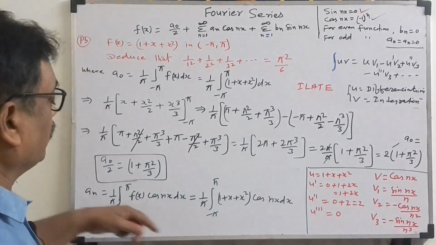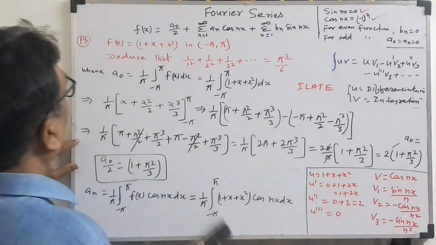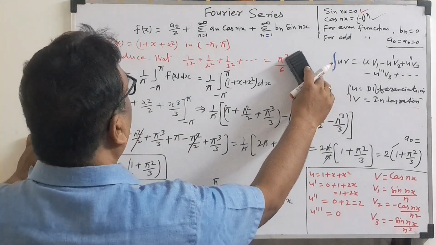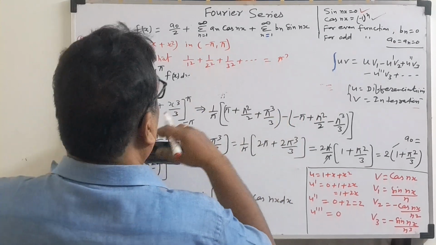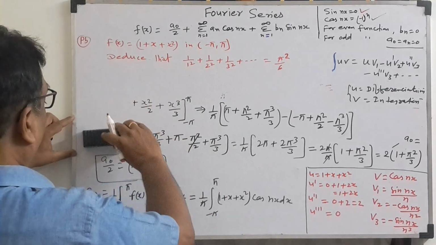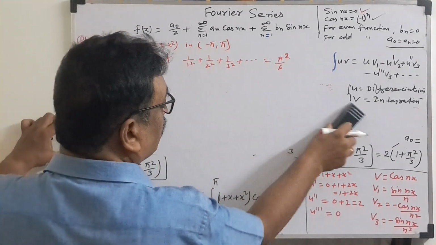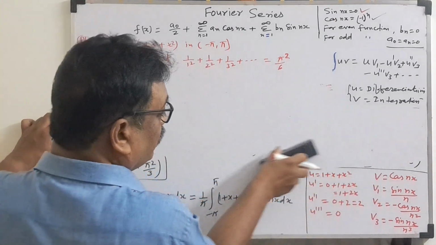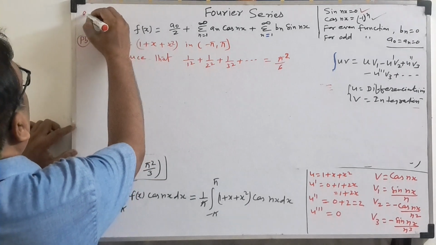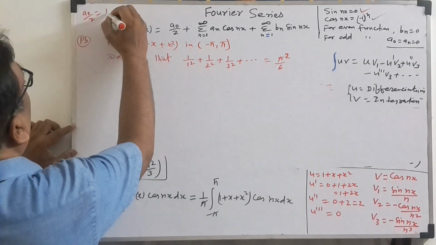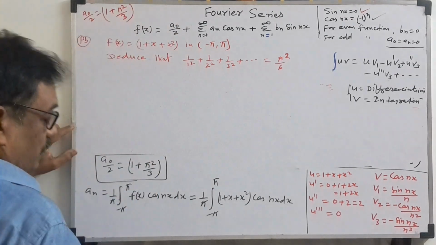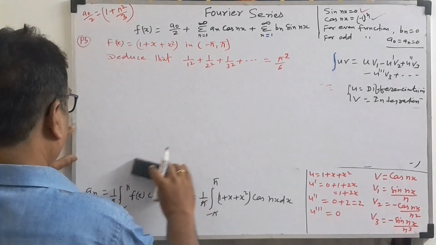Now we'll substitute here. This part I will rub out. This is the pi square by 6 problem. A0 I am going to rub out here. Now see, A0 by 2 you write here: A0 by 2 is equal to 1 plus pi square by 3. We have to substitute now. So this also we'll rub out now. A0 by 2 I wrote.